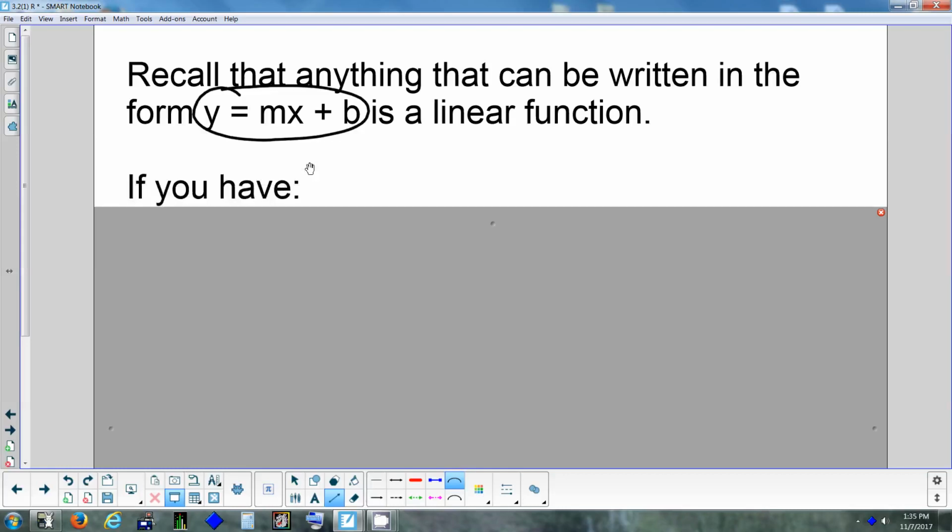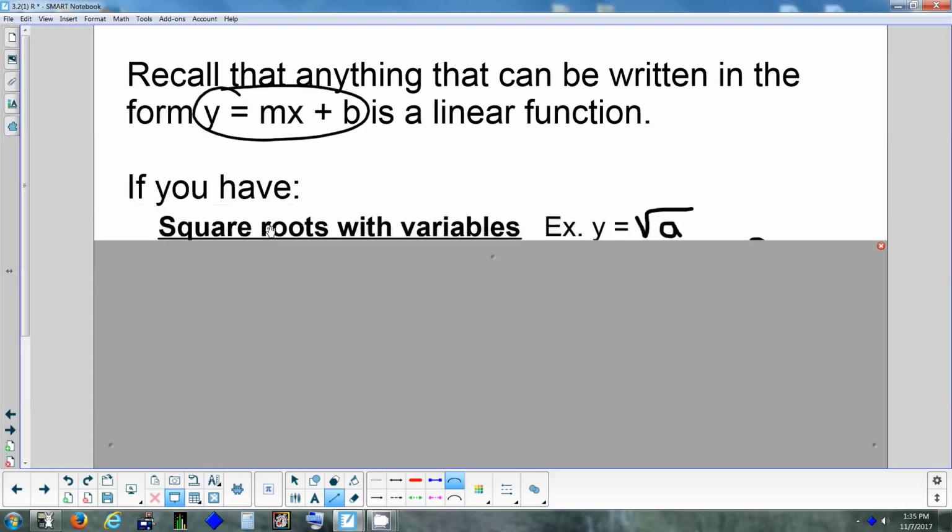Alright? So, if you have any of these following things, first thing, if you have a square root with a variable, something like y equals the square root of a. So we'll go through the list, then we'll talk about at the end whether it's going to be linear or non-linear. So if you have square roots with variables, say your example is like y equals the square root of a. Next. All right, next.